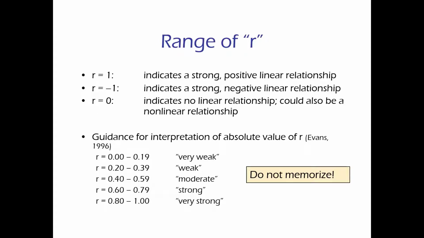Here, I include the guidance on how to interpret the absolute value of R, where 0 to 0.19 means very weak linear relationship. 0.2 to 0.39 means a weak linear relationship. 0.4 to 0.59 is moderate. 0.6 to 0.79 is strong. And finally, 0.8 to 1 is very strong.